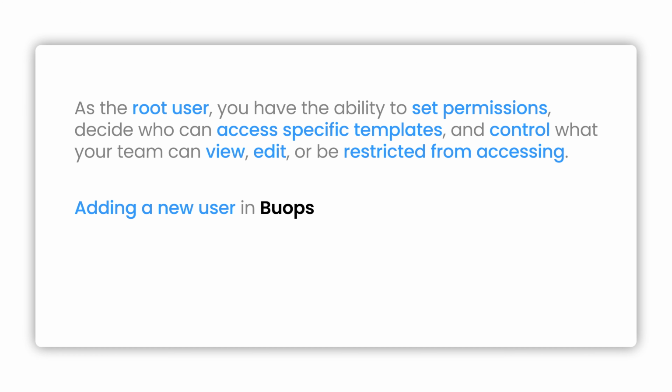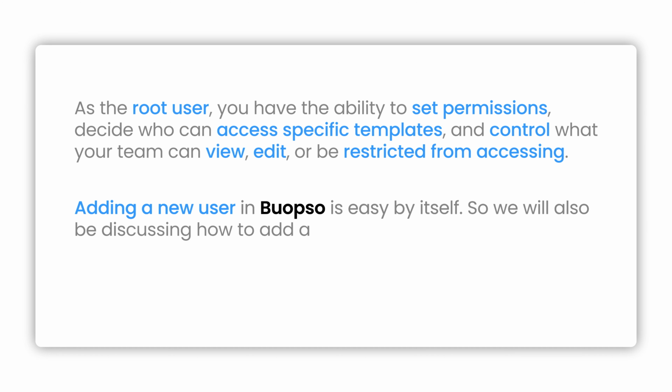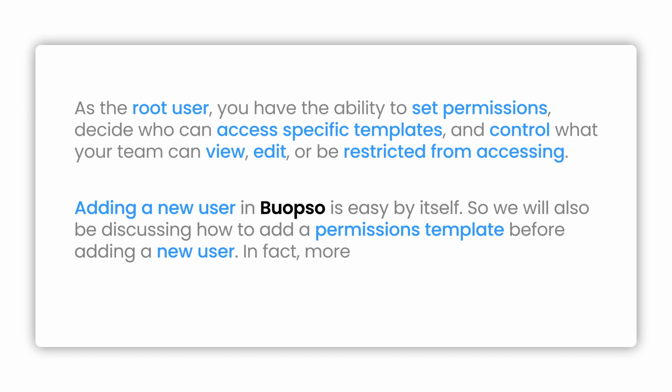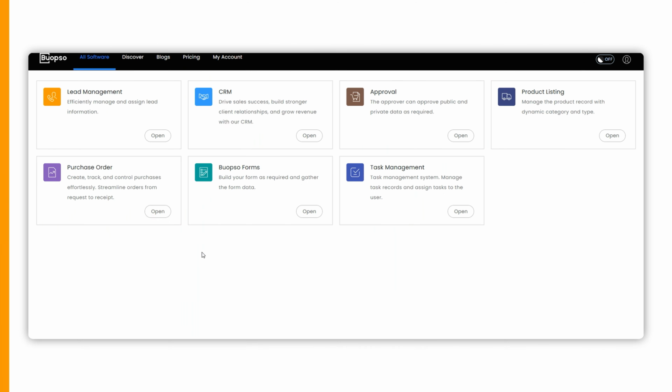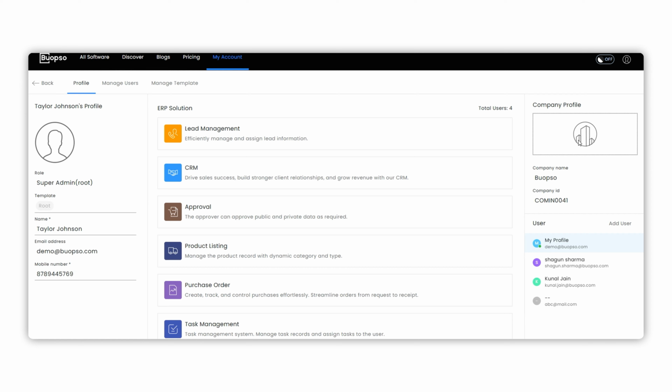Adding a new user in Buopso is easy by itself, so we will also be discussing how to add a permissions template before adding a new user. In fact, more than half of this video is about creating and adding a permission template while adding a new user. Go to My Account from the module screen.